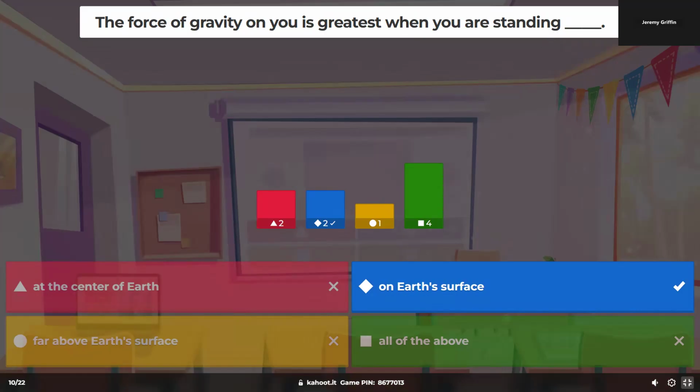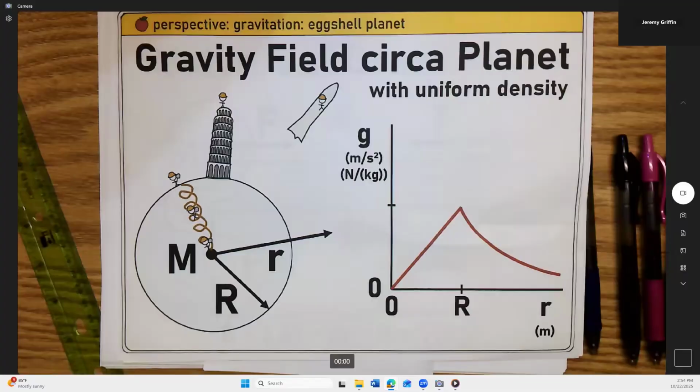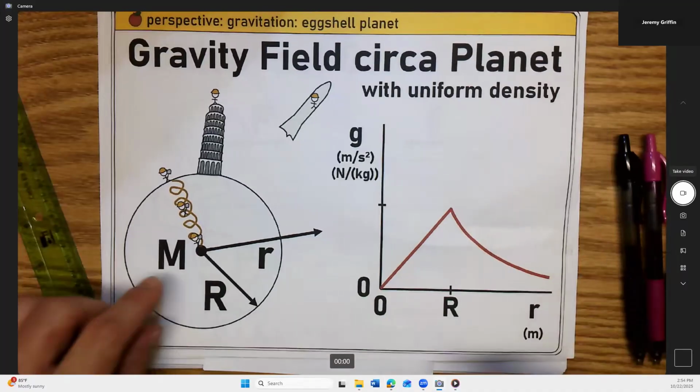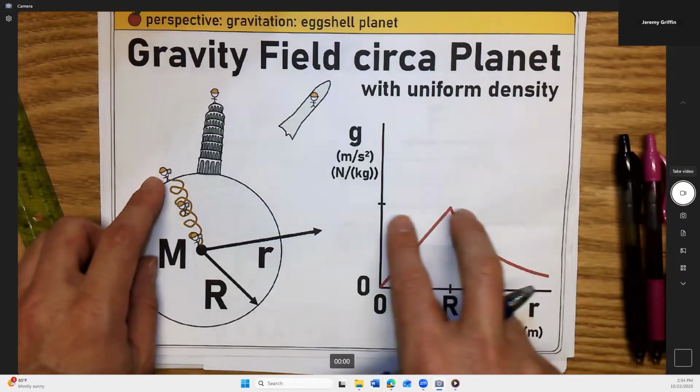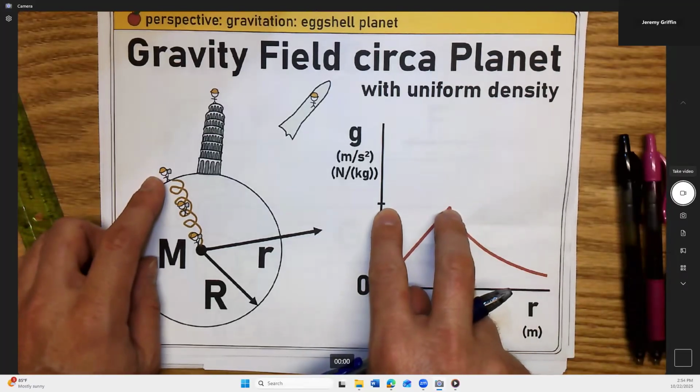Here, I'm going to dig through and find a poster because I'm thinking of a specific one. Where is it? Here it is. I got just the one. So, do you guys remember this? Now this is in terms of gravity field, but at the surface, isn't this 9.8 meters per second squared?